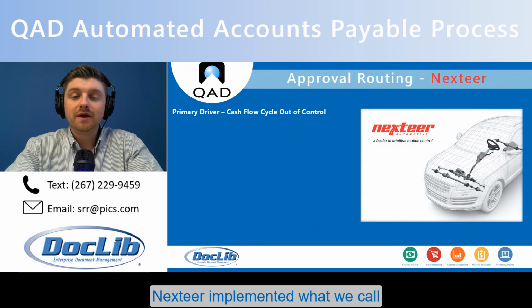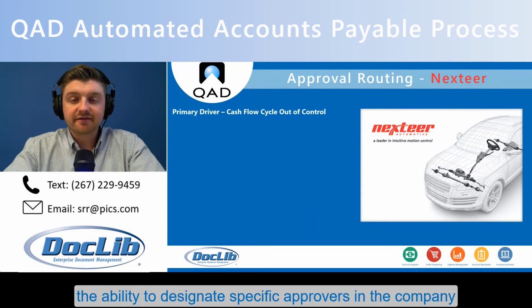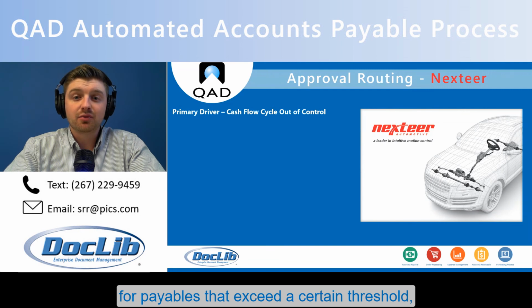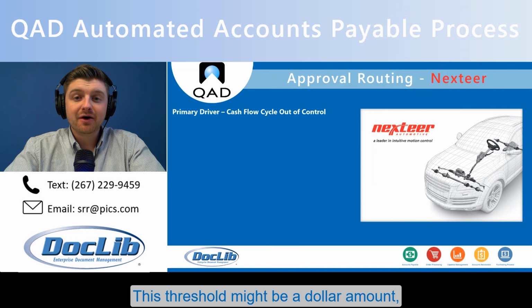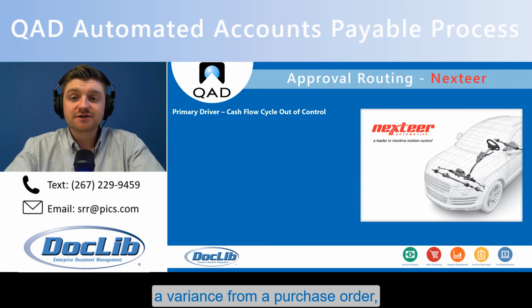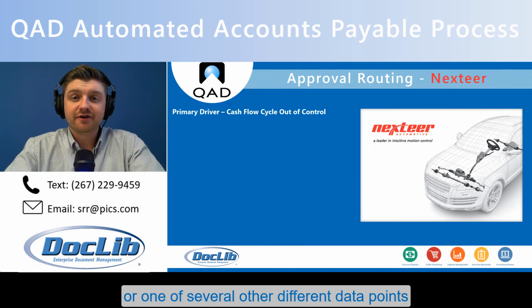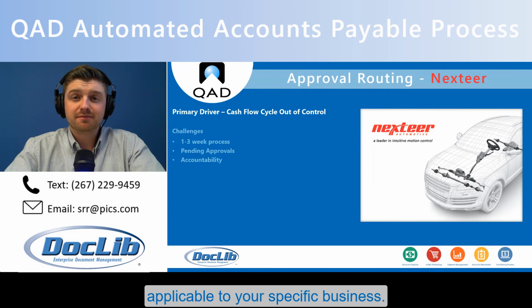Nexteer implemented what we call the advanced approval routing, the ability to designate specific approvers in the company for payables that exceed a certain threshold, triggering a review. This threshold might be a dollar amount, a variance from a purchase order, or one of several other different data points applicable to your specific business.